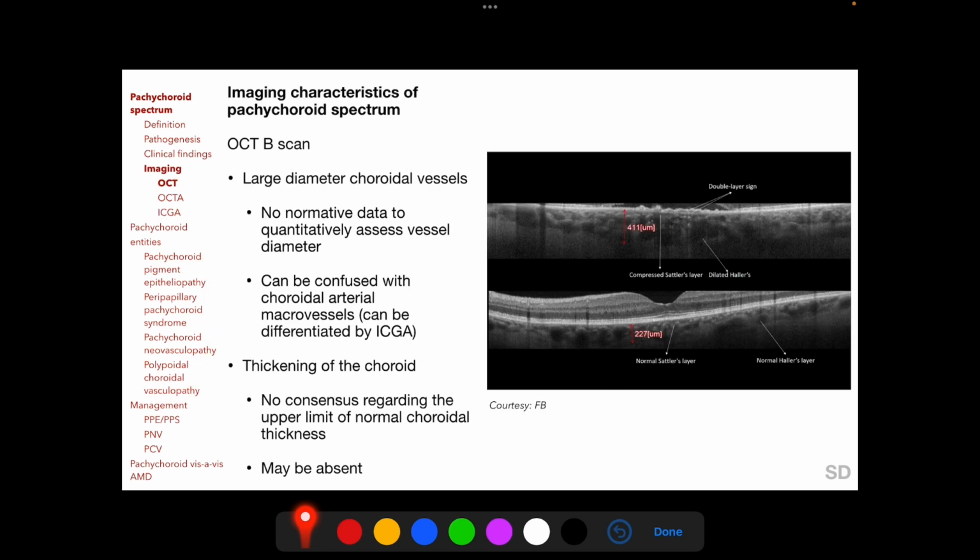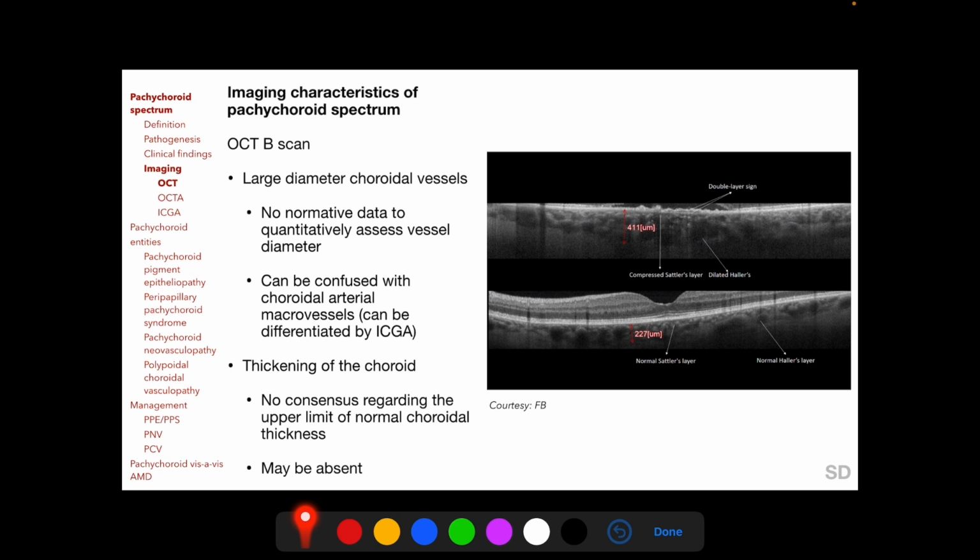As we have discussed, pachychoroid spectrum is characterized by its imaging features on OCT, OCTA, and ICGA. On OCT, we will find large diameter choroidal vessels in the outer choroid, as seen here in this OCT scan from a patient with pachychoroid, in comparison to normal diameter vessels in the outer choroid in a patient with a normal choroid. But there is no normative data to quantitatively assess vessel diameter so as to have a cutoff between the normal vessel diameter and a pachyvessel diameter.